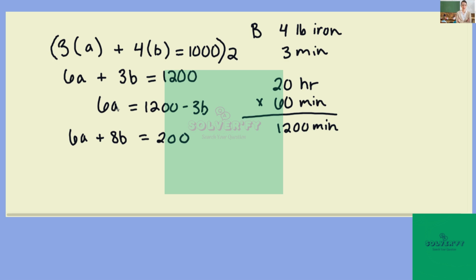So now we have 6A is equal to 1,200 minus 3B, and we have a 6A down here in another equation. So what we're going to do is insert 1,200 minus 3B into this equation in place of 6A, since we know that they are equal. And that will allow us to have one equation with only one variable, which will be B. So instead of this 6A, we are going to insert 1,200 minus 3B, and then we'll finish the rest of the equation. Plus 8B is equal to, and this should be 2,000.